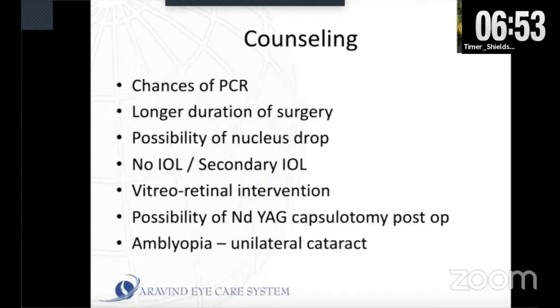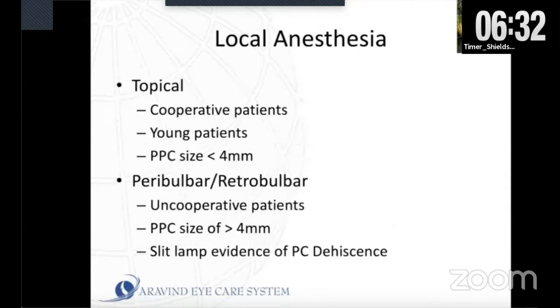It's very important to talk to the patients before surgery. You have to do that. It may take longer than normal surgery. Discuss the possibility of a nucleus drop, planning a secondary IOL later, any vitreoretinal interventions if there is a nucleus drop, and also if there is fibrosis, the possibility of doing a YAG laser a little later. Many of the times these young patients may have amblyopia also. Preferably a peribulbar or a retrobulbar, or even subtenons anesthesia. We routinely do subtenons now.